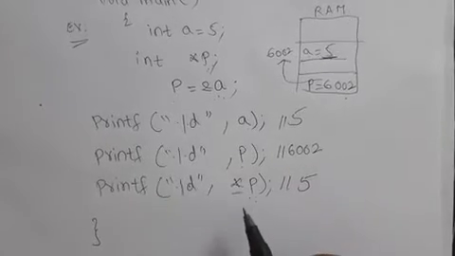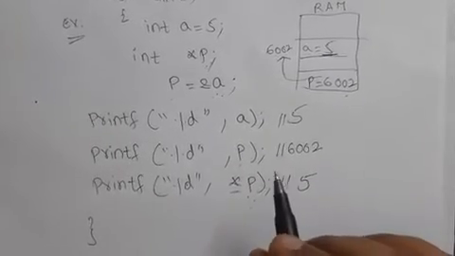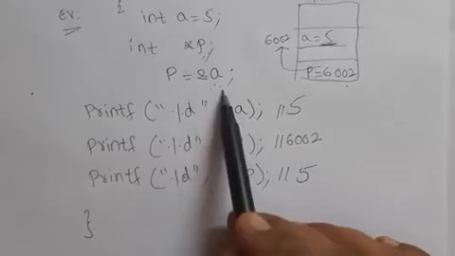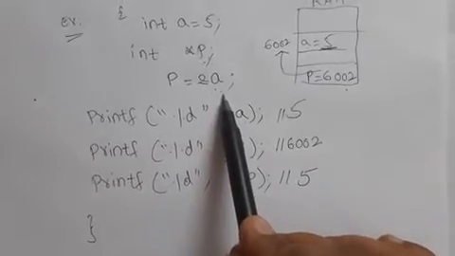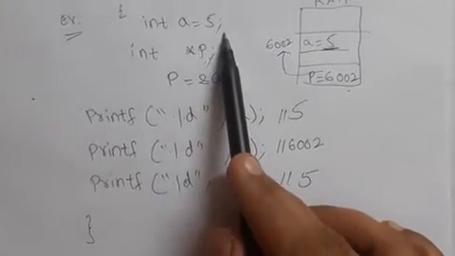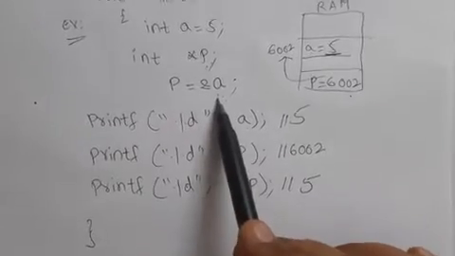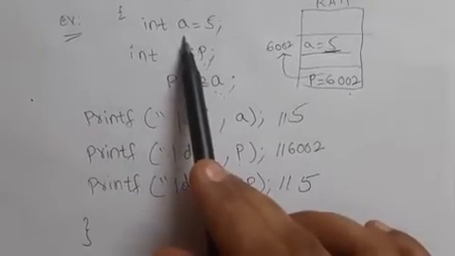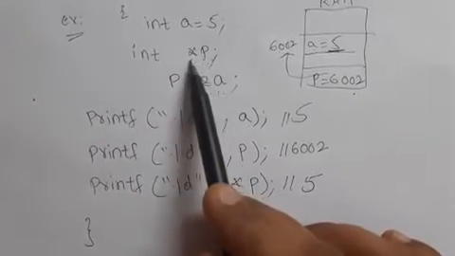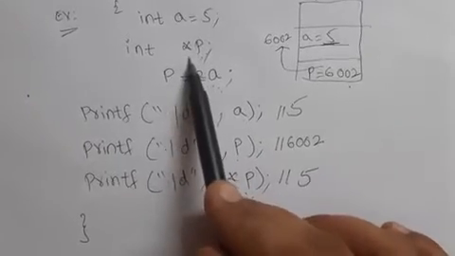So this is a basic idea about a pointer. What is a pointer? Pointer is a variable which stores the address of another variable. Normal variable stores a value. Pointer variable stores an address. So to differentiate between a normal variable and a pointer variable, I will be using one indirection operator.